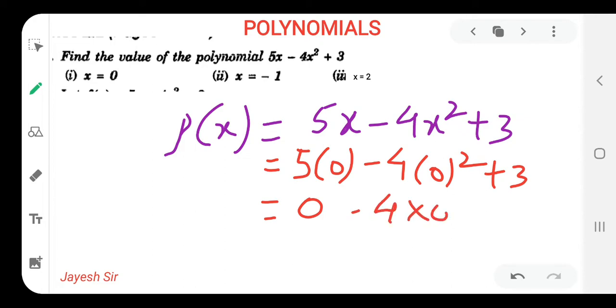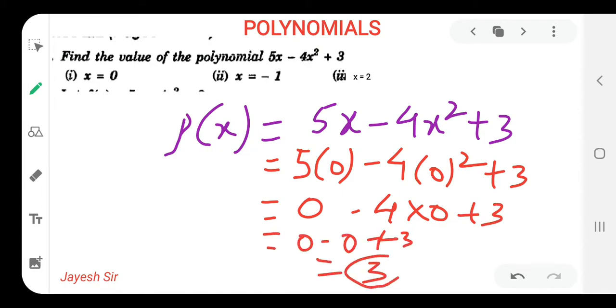Again 4 into 0 plus 3. 0 minus 0 plus 3. So the answer is 3. Yes. So our first sum is solved by putting the value of the variable x as 0. Yes, so its answer is 3. I hope you all have understood it properly.